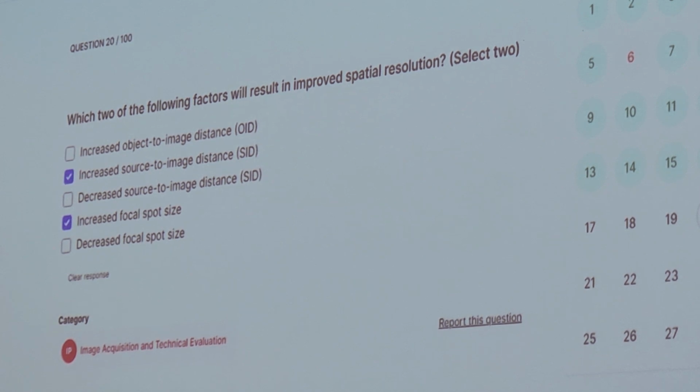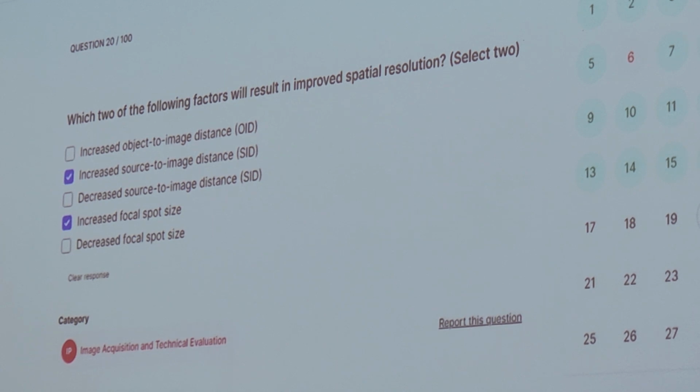So why would increased SID improve spatial resolution? There won't be as much magnification. Okay, less magnification. Very good. Less magnification, less area of unsharpness. Great. Why would increased focal spot size improve spatial resolution?